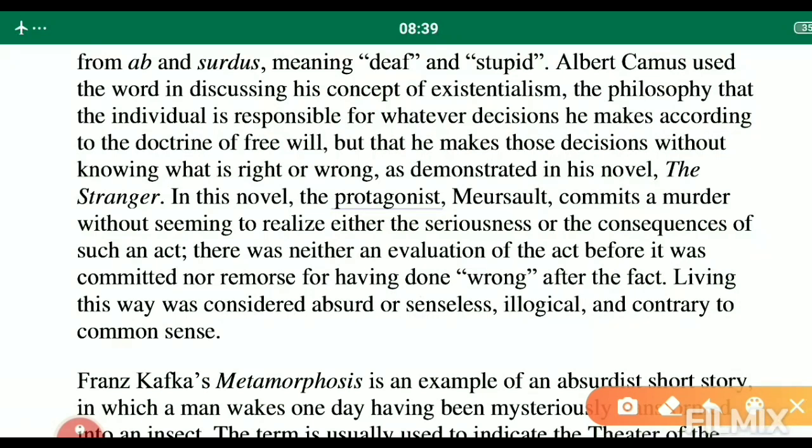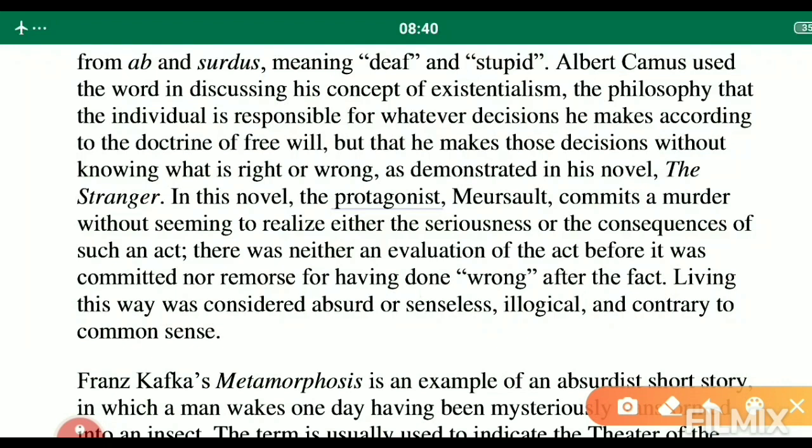And there was neither an evaluation of the act before it was committed nor remorse for having done it. He was neither evaluating before committing such an act, nor was he in repentance or remorse after having done that particular murder. So he doesn't have any kind of common sense in doing such a heinous act. Basically, living this way is considered to be absurd, senseless, illogical, and contrary to common sense.